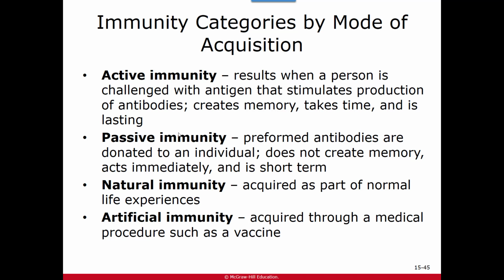Active immunity means your body has been presented with an antigen. It stimulates making of antibodies as well as memory cells. It takes weeks if not months. But once we have those memory cells, we have a long-lasting immunity. Your immune system was active at fighting the whole immune system response.